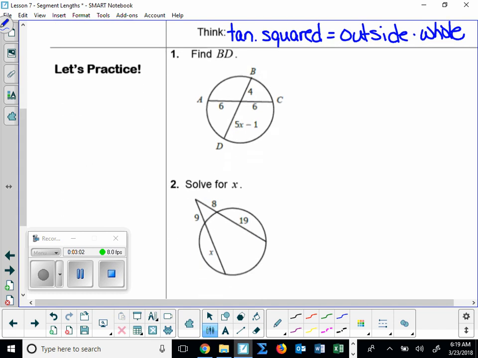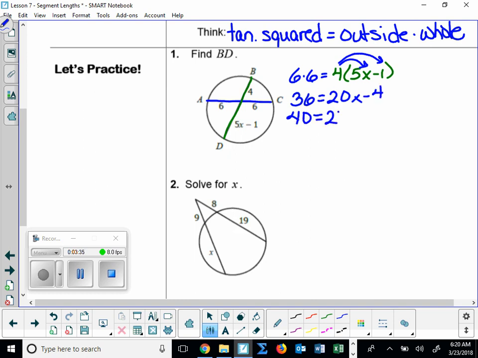All right, and now we get to actually try a couple of these. So let's see. I have two chords, and chords are part times part. So I'm going to do 6 times 6 equals 4 times (5x minus 1). Notice I put the 5x minus 1 in parentheses, and that's because I'm going to have to distribute. 36 equals 20x minus 4. So 40 equals 20x, x equals 2.